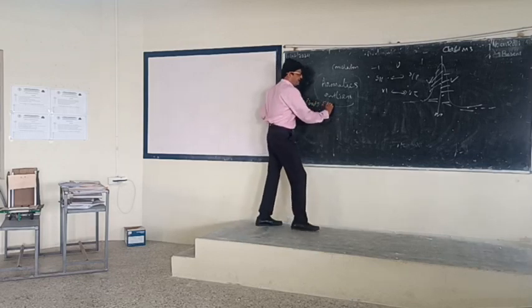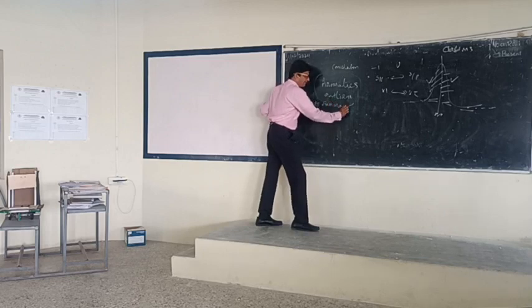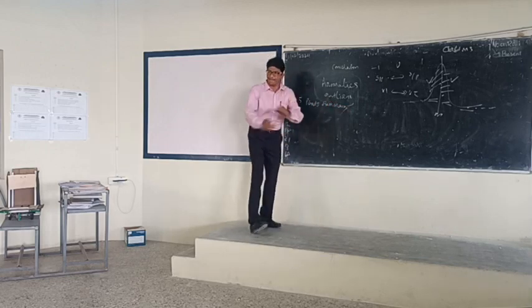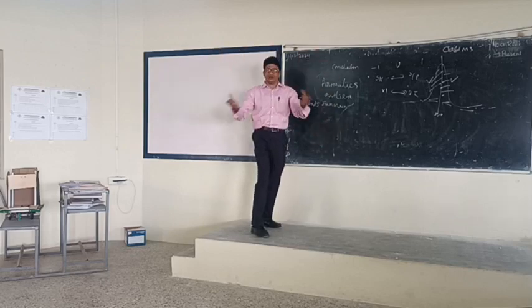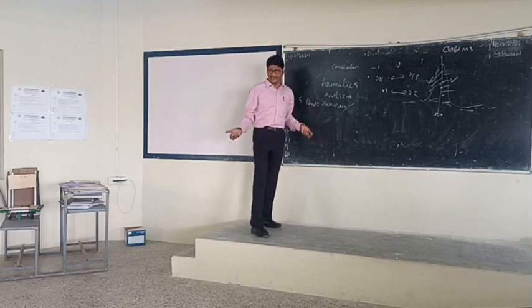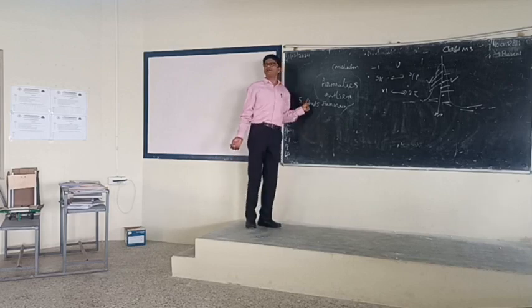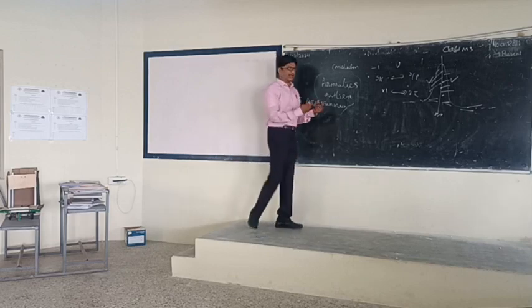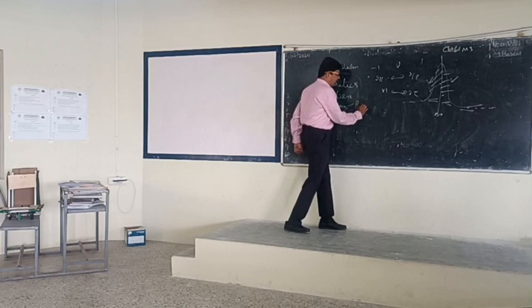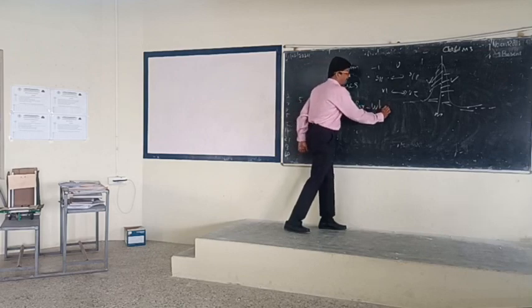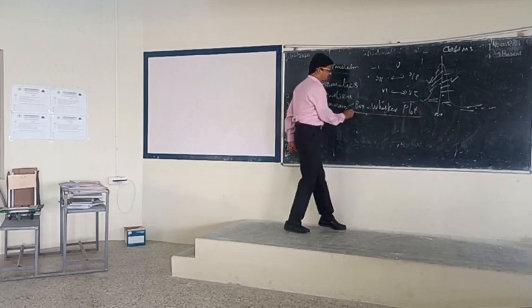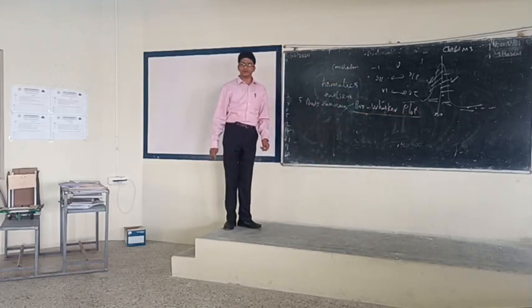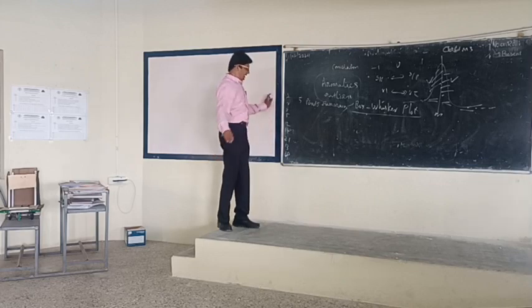5-point summary. Using this 5-point summary, we can represent any data to get the structure, to get an idea of any data. That can be drawn using a chart called box and whisker plot.